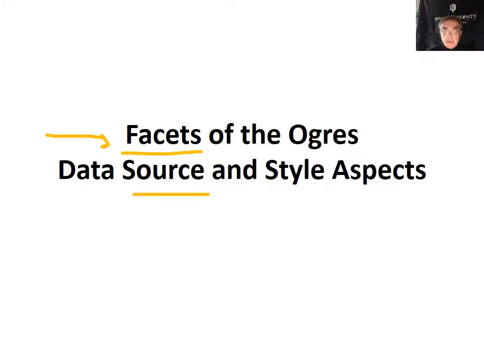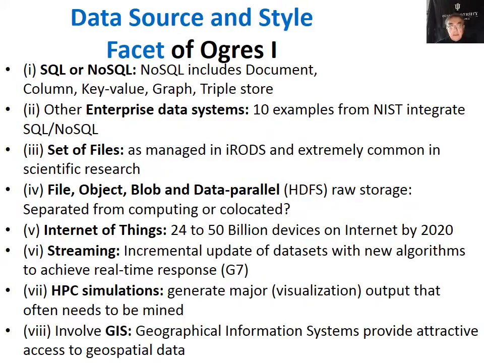And here we have the data source and the data style facet. That's the first part of this, given here. It discusses all sorts of aspects of the data source and style. The most obvious one for the cloud revolution is whether you use SQL or NoSQL, a relatively controversial discussion. NoSQL has itself 5 different types: document, column, key value, graph, triple store. And of course, SQL has different implementations and different trade-offs and parallelism and non-parallelism and so on.